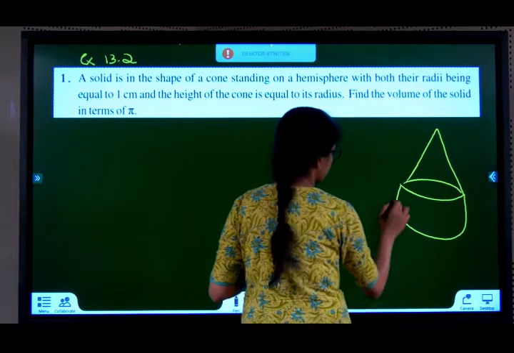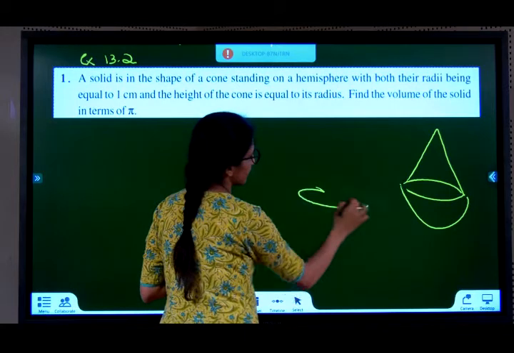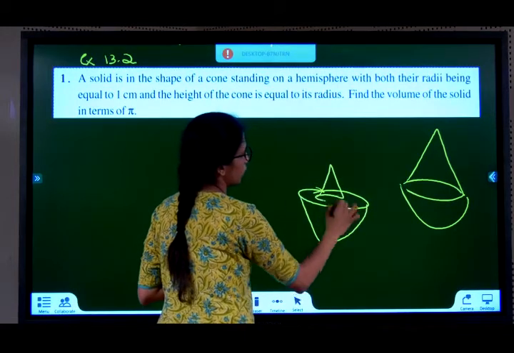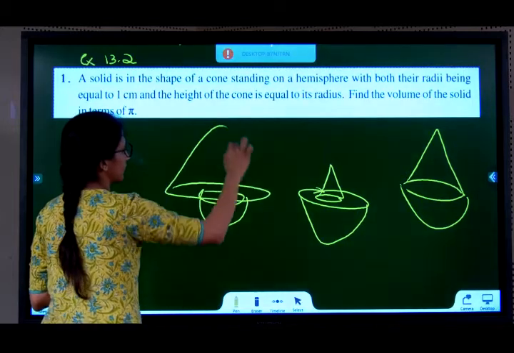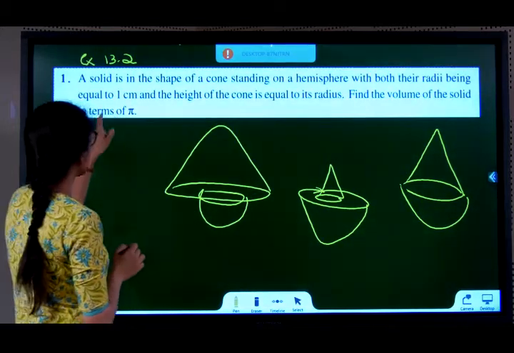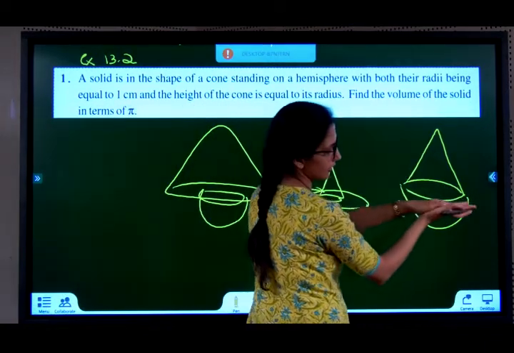See, when I say cone standing on a hemisphere, it can also be like this, small cone. It can also be like this. So how do you know which is correct? They are saying both their radii are equal. That means it's exactly sitting, the two bases.